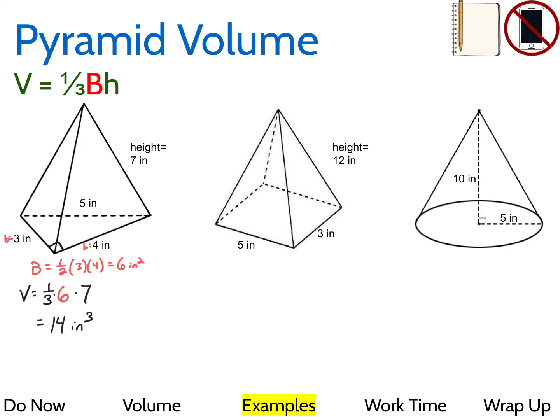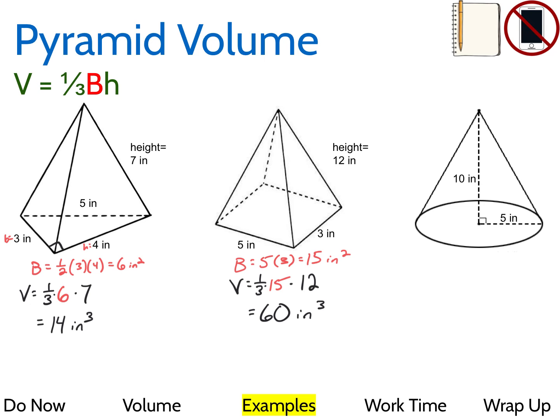So we do 5 times 3 for the area of the base, and that gives us 15 square inches. So then to find the volume, we're going to use this 15, and we're going to do volume equals 1/3 times 15 times the height of 12, which is just 5 times 12, or 60 cubic inches.